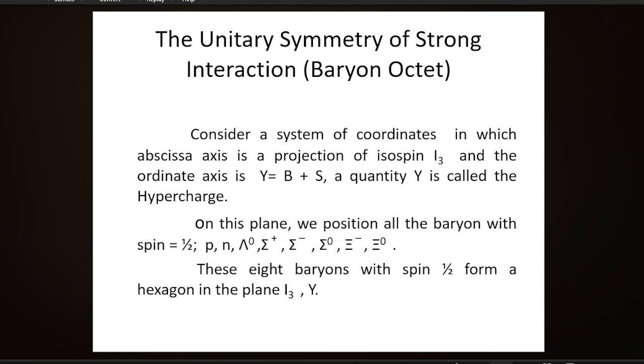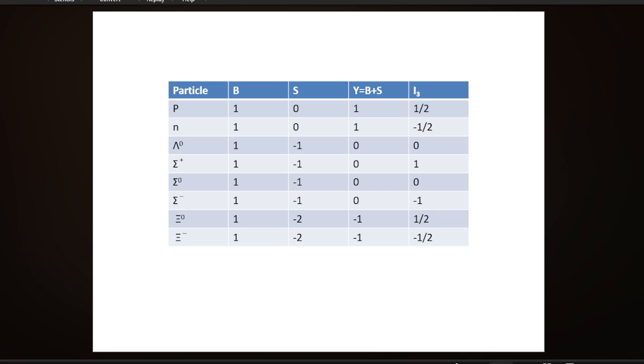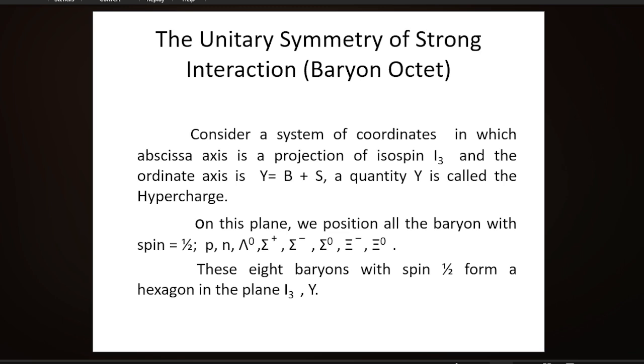The unitary symmetry of strong interactions, baryon octet. These are some particles, and the table shows the particles and their baryon number, their strangeness, their sum, and their I3 component. Consider a system of coordinates in which the abscissa axis is the projection of isospin I3 and the ordinate axis is Y equals B plus S. The quantity Y is called hypercharge. We call the sum of baryon number and strangeness the hypercharge.